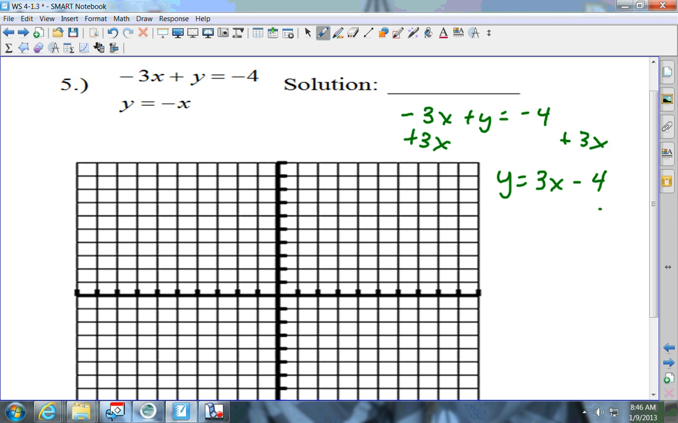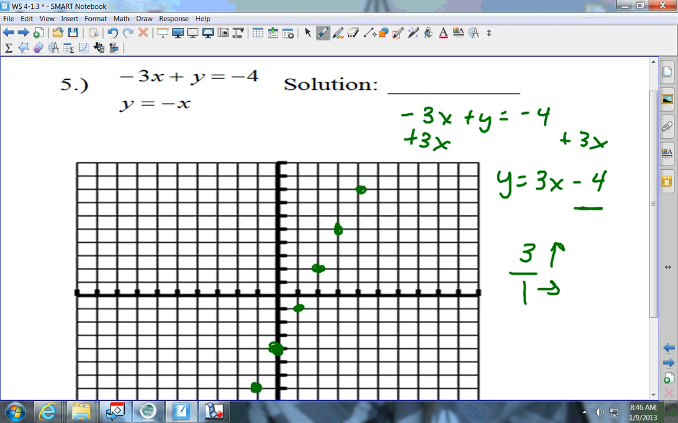Minus 4. Start with the y-intercept at negative 4. Whoops, start at 0, 0. 1, 2, 3, 4. The slope is 3, 3 over 1. So I'm going to go up 3 to the right 1. Start here at the y-intercept, up 1, 2, 3 to the right 1 and put a dot. Repeat this a few more times. I can also go down 3 to the left 1.